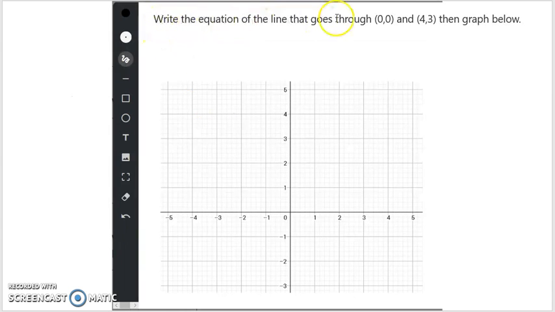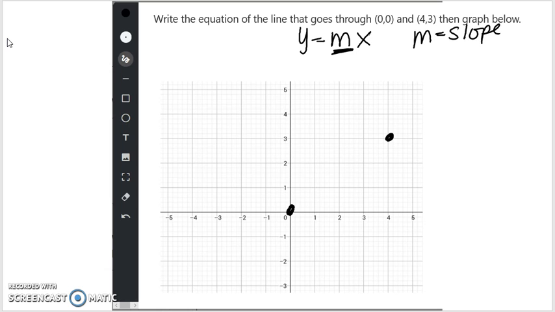Looking at number 3, it says write the equation of the line that goes through 0, 0 and 4, 3. So in this example, you want to go ahead and graph those points. So we're at 0, 0 and 4, 3. Remember, when we're looking at proportional relationships, the equation of the line is y equals m times x, where this m is our slope. There are a few different ways to calculate the slope, but since we're given a graph, the easiest would just be to look at rise over run.